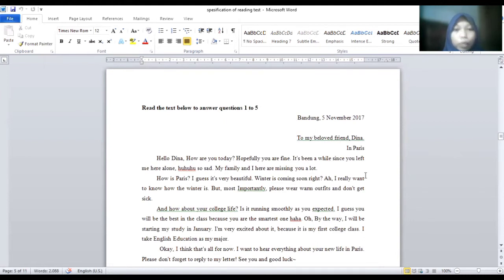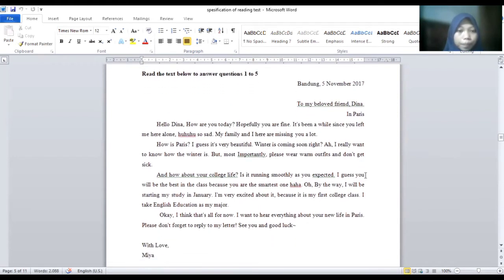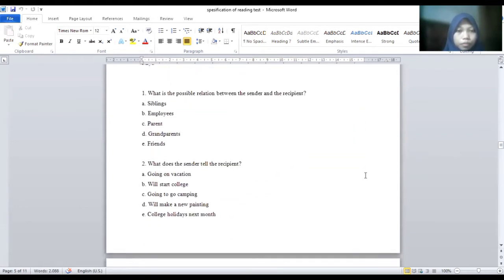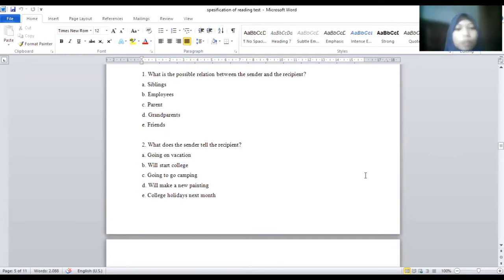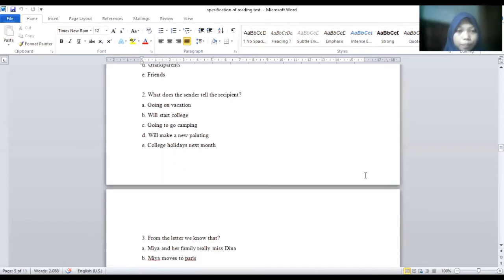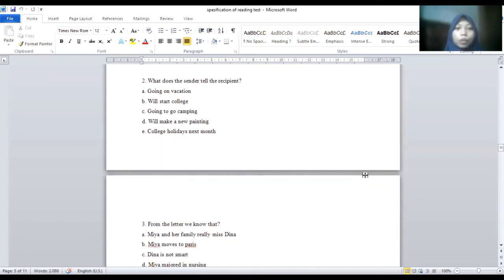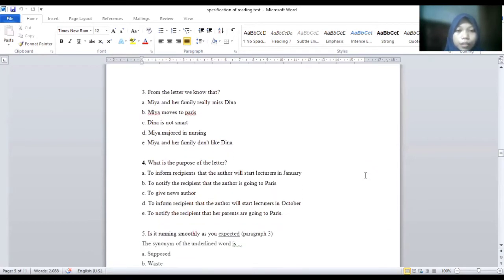These are the questions for reading test in multiple choice form. This is a text about personal letter. This text is used to answer question 1 until 5. For the first question is, what is the possible relation between the sender and the recipient? The second question is, what does the sender tell the recipient? The third question is, from the letter, we know that.